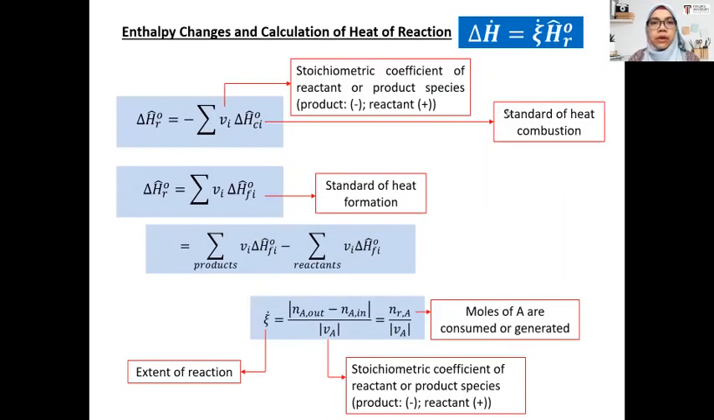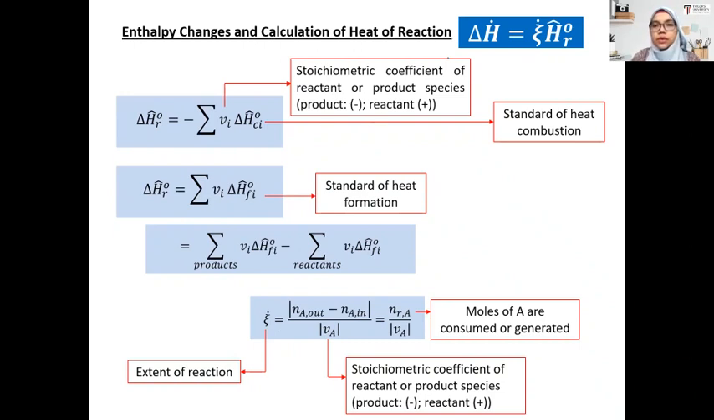Okay, this is the summary to calculate the heat of reaction. The heat of reaction will be calculated from there. If the process is combustion, we may use the heat of combustion times the stoichiometric coefficient, or it can be based on the formation. Then finally we can determine the standard heat of reaction, and we also should determine the extent of the reaction to determine the heat of reaction.